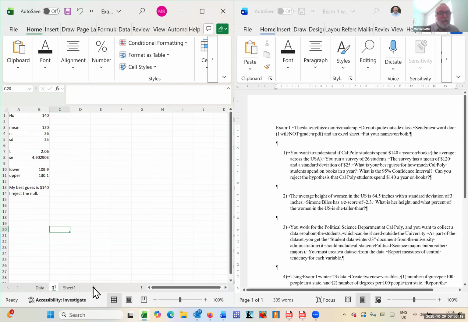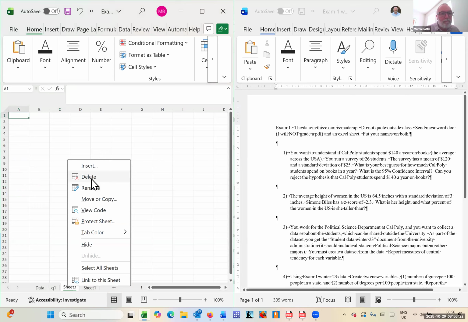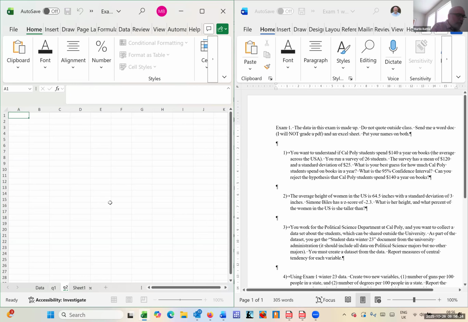It's easy enough. So I'm going to do question two. So Q2. This is the average rate. So I've got to use the normal distribution, right? I've got someone, I want to know how different they are. So the average height in the US is 64.5 inches for women with a standard deviation of 3 inches. Simone Biles is how tall? She has a Z of negative 2.3.